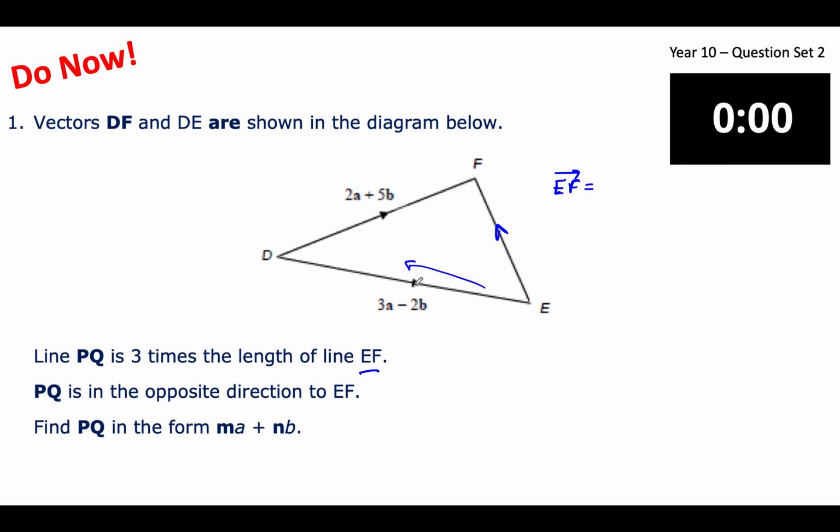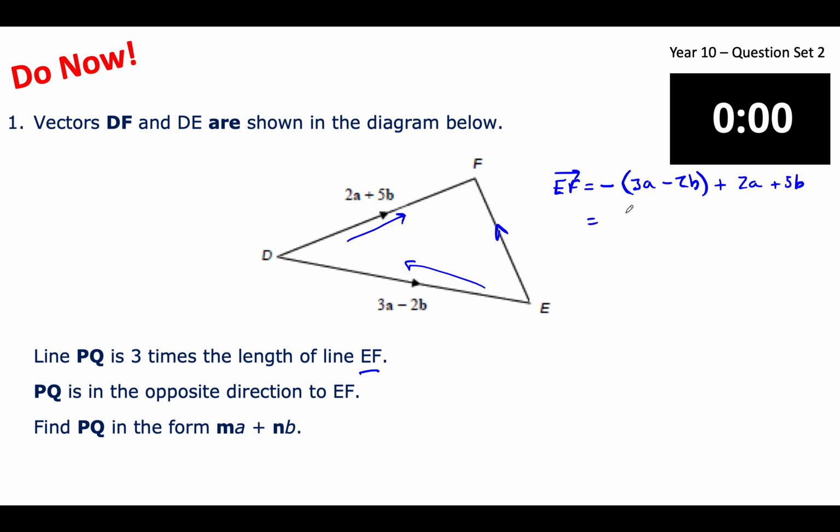But that's against my arrow, so it's the same vector as this, but negative. So I'm going to do the minus of this vector, so minus of 3a minus 2b. Then that will get me to D. And then I need to go along this route here, which is, I'm going to add that in, 2a plus 5b. It wouldn't matter if that's in a bracket or not, because it's all just adding.